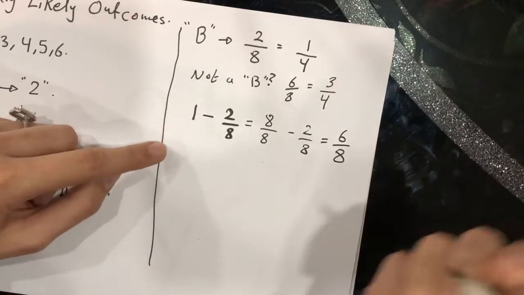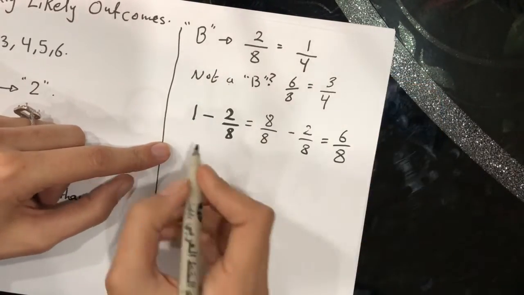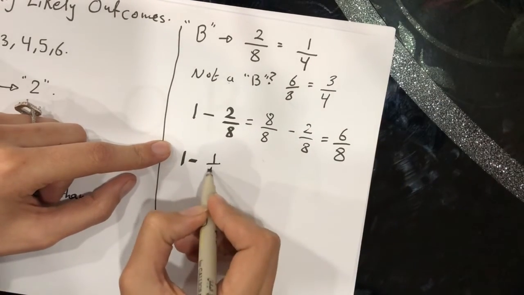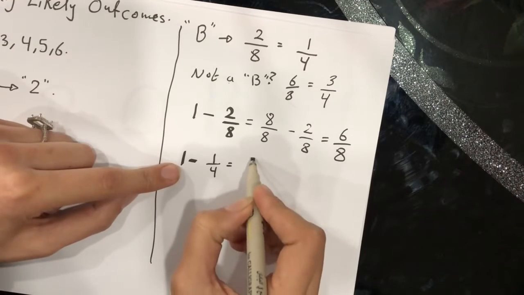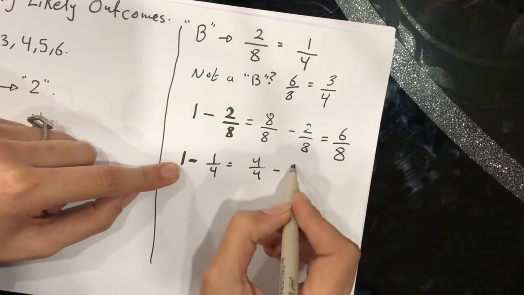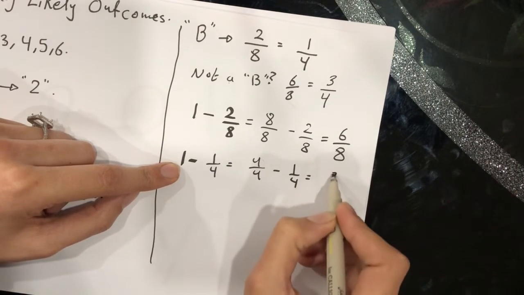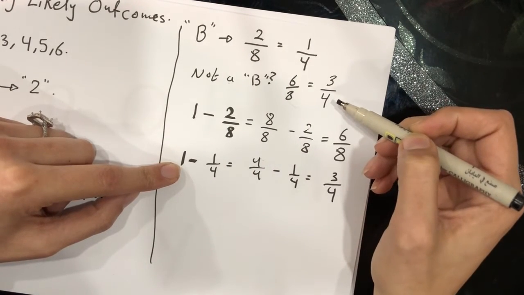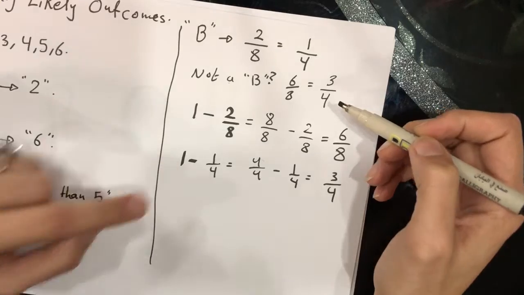Or you can find it by using the equivalent fraction. 1 minus 1 out of 4. 1 is 4 out of 4 minus 1 out of 4, which will be 3 out of 4, which is the equivalent fraction for not getting a B.